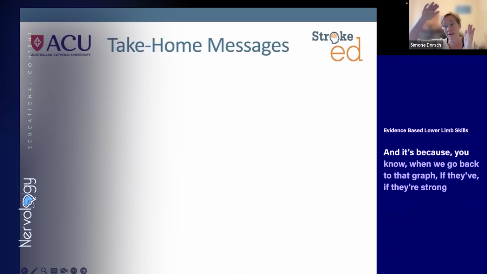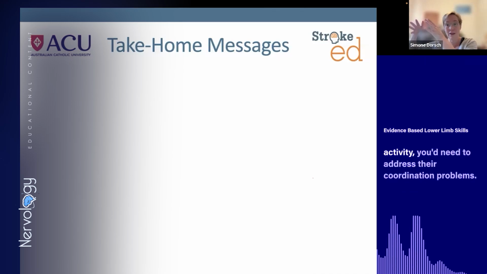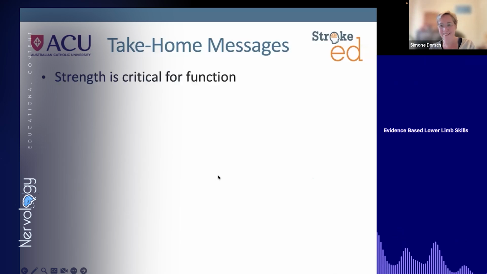And it's because, when we go back to that graph, if they're strong enough to do progressive resistance training, then to improve at the level of activity, you need to address their coordination problems. Is that clear? Okay, Mohamed, do you? It's clear.